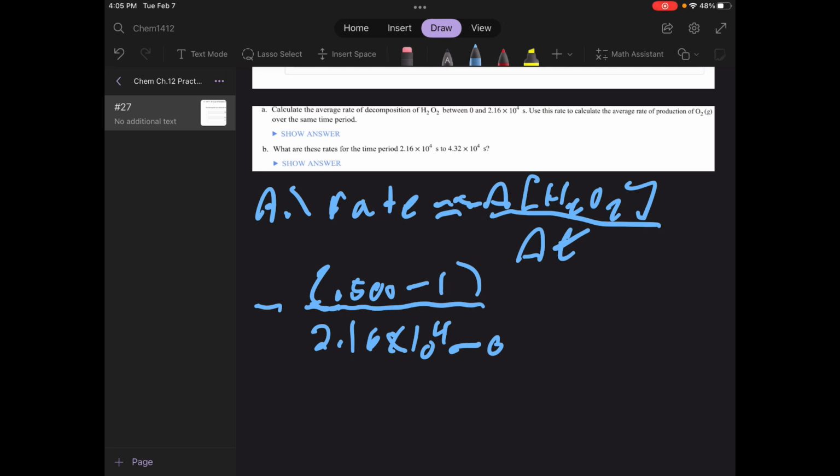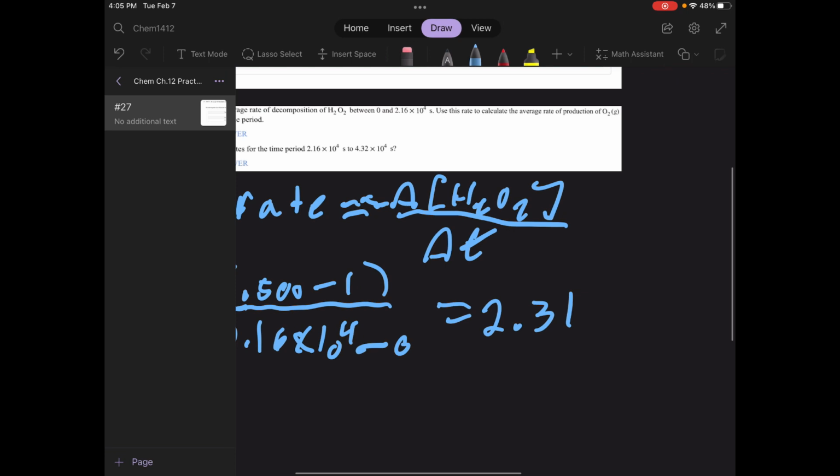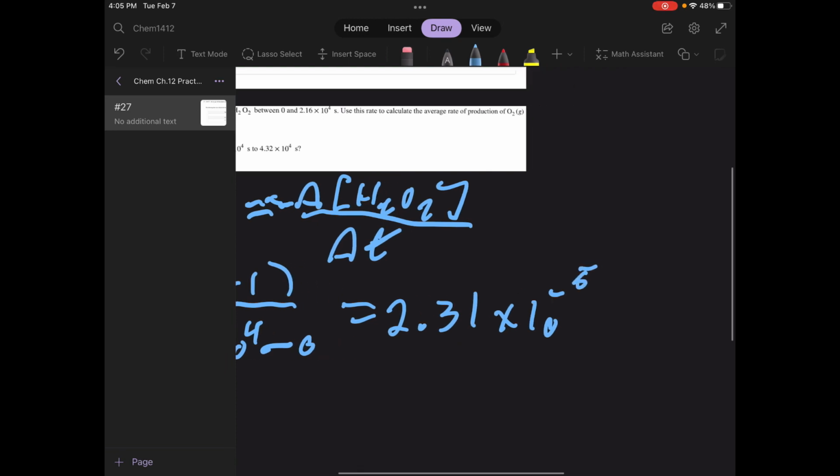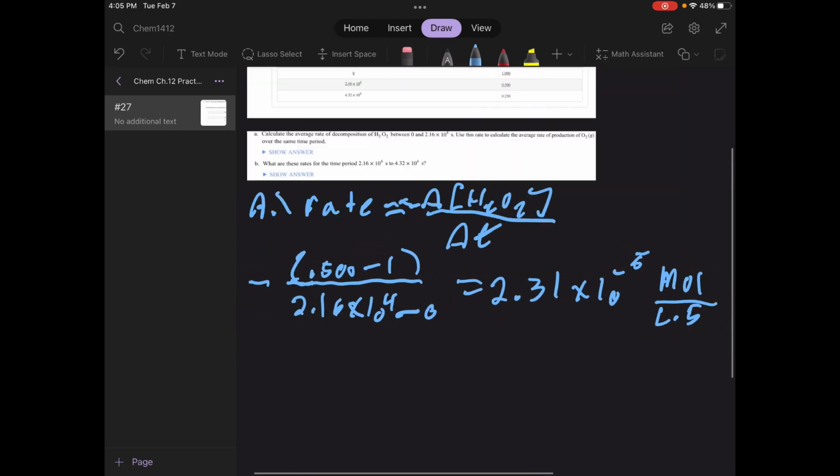And by plugging in the calculator, we get the number 2.31 times 10 to the negative 5th mole per liter second. Okay, and for that part, we get our rate for H2O2.